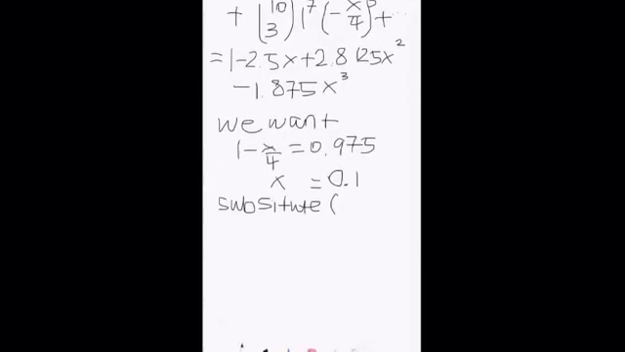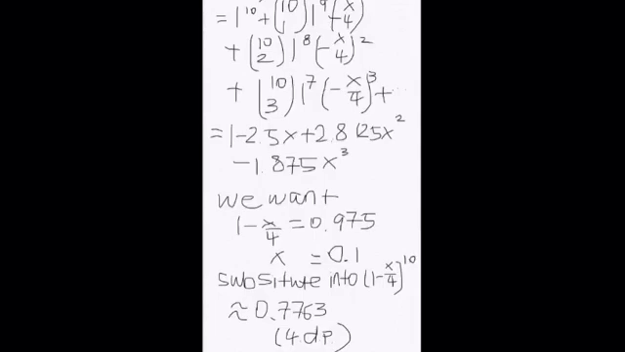Then in order to find 0.975 to the power of 10, we will let 1 minus x over 4 equal 0.975. And you will find that 0.975 minus 1, and the result multiplied by negative 4, we get that x equals 0.1. After that, we'll substitute the value of x equal to 0.1 into the expansion for (1 minus x over 4) to the power of 10 from part A. And we get that 0.975 to the power of 10 will equal 0.77625 to 4 decimal places.